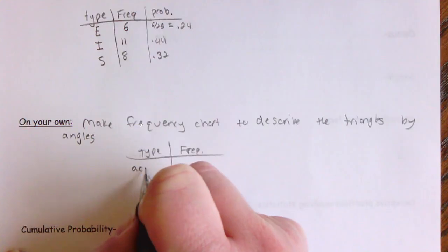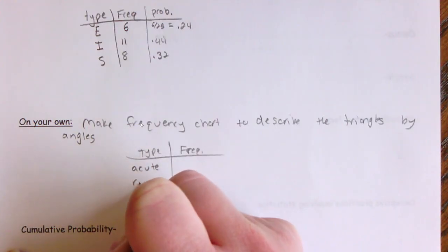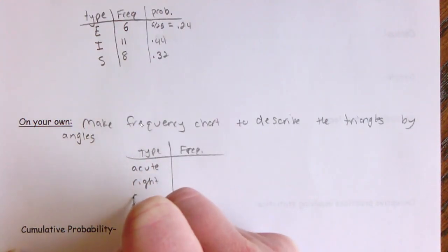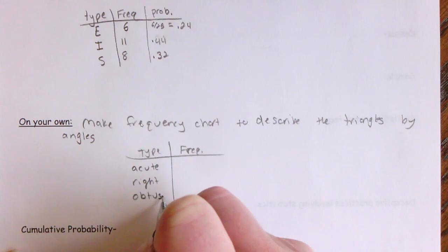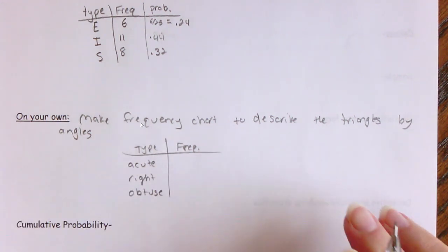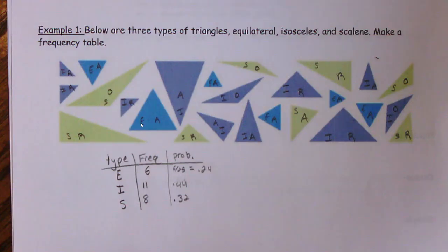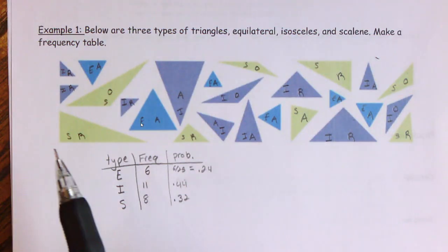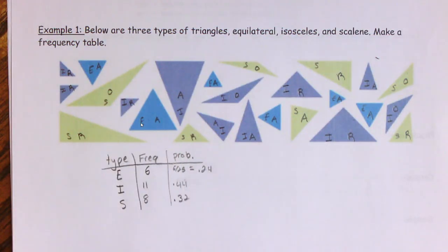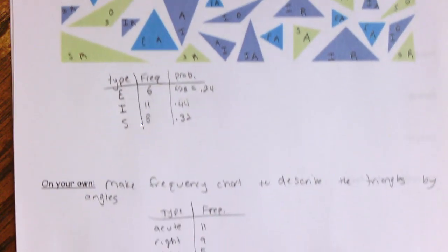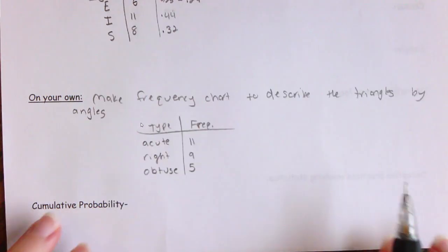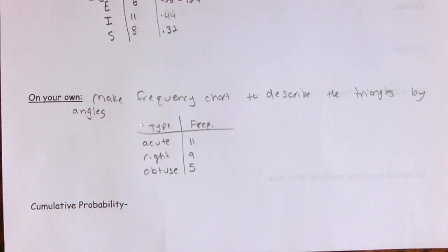We have acute, right, and obtuse. Okay, so go ahead, label all those, and figure out the frequency for each of them. So I went ahead and labeled R, A, and O for right, acute, and obtuse, and then if we count them all up, you should have gotten 11 acute, 9 right, and 5 obtuse.